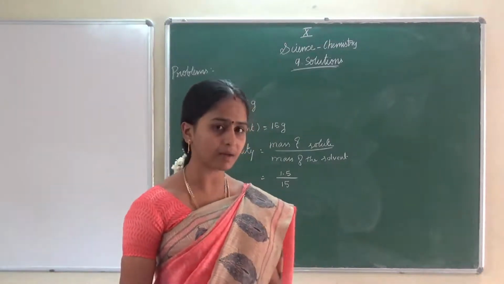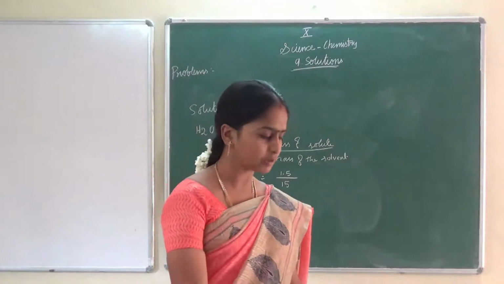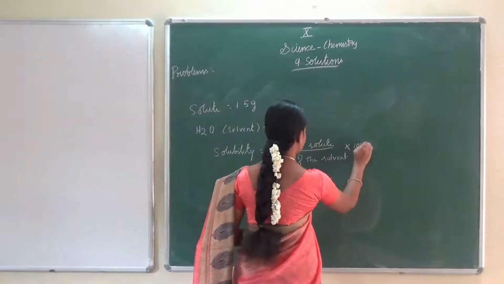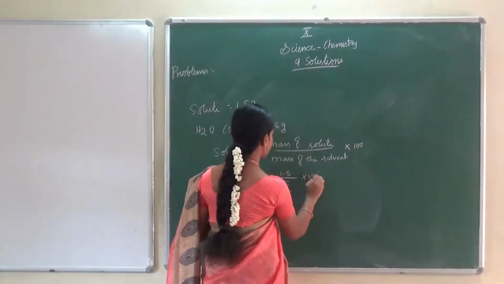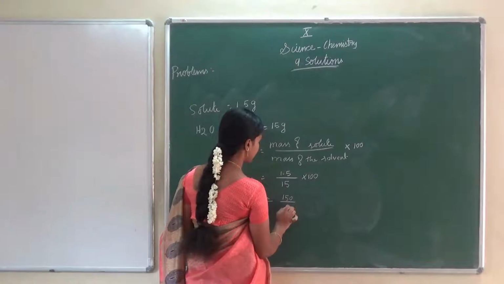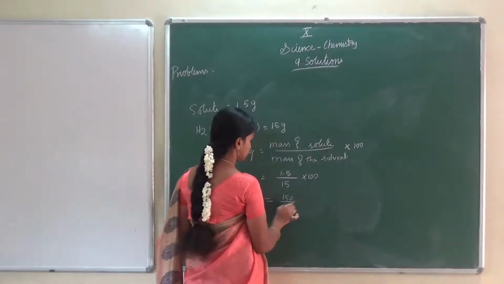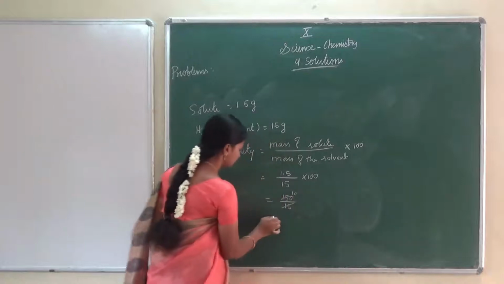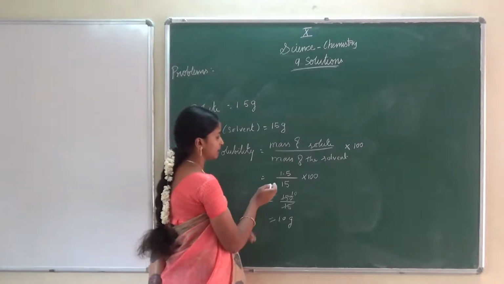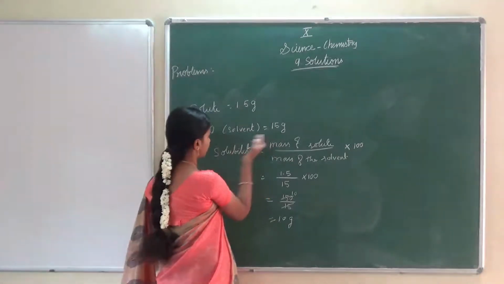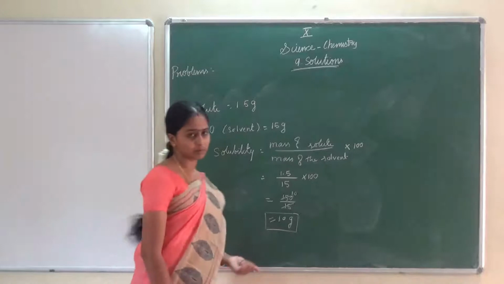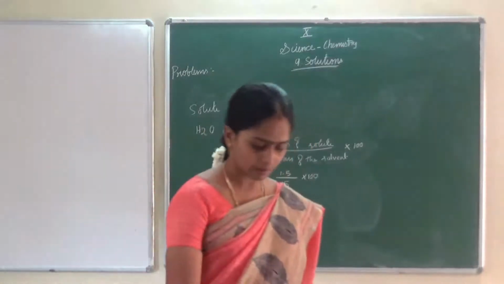In the solubility formula we should multiply by 100, isn't it? Solubility is equal to mass of the solute by mass of the solvent into 100. So when you put 100 here, it becomes 150 divided by 15, so you will get 10. The answer here is 10 gram. So the solubility of the solute in 15 gram of water is 10 gram. Children, this is a 2-mark question. We can expect it as a 2-mark question.